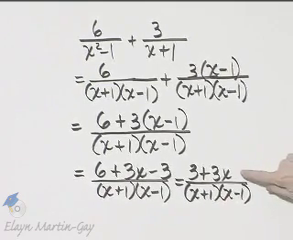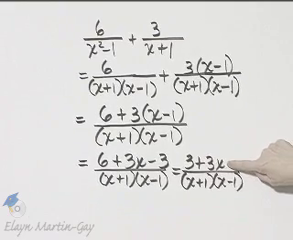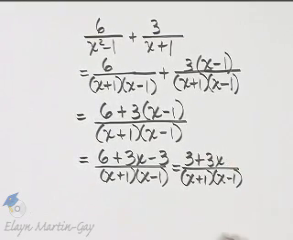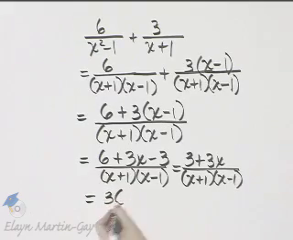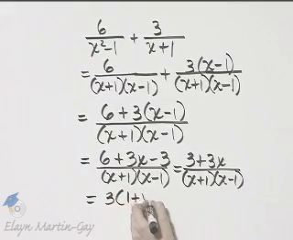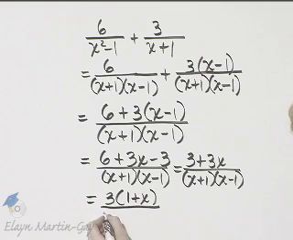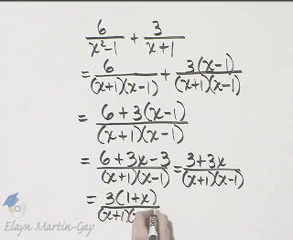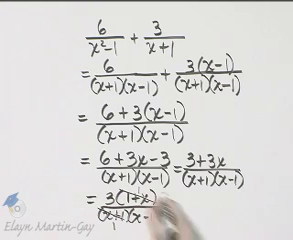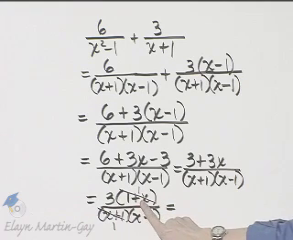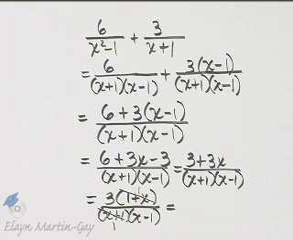Now, let's look at this numerator a moment. Notice there's a common factor of 3 that I can factor out. So I'll factor out the common factor of 3, and I'll have 1 plus x, and then keep rewriting that denominator, x plus 1 times x minus 1. I am simplifying. 1 plus x is exactly the same as x plus 1. Addition is commutative. Notice this is a factor of the numerator, this is a factor of the denominator.